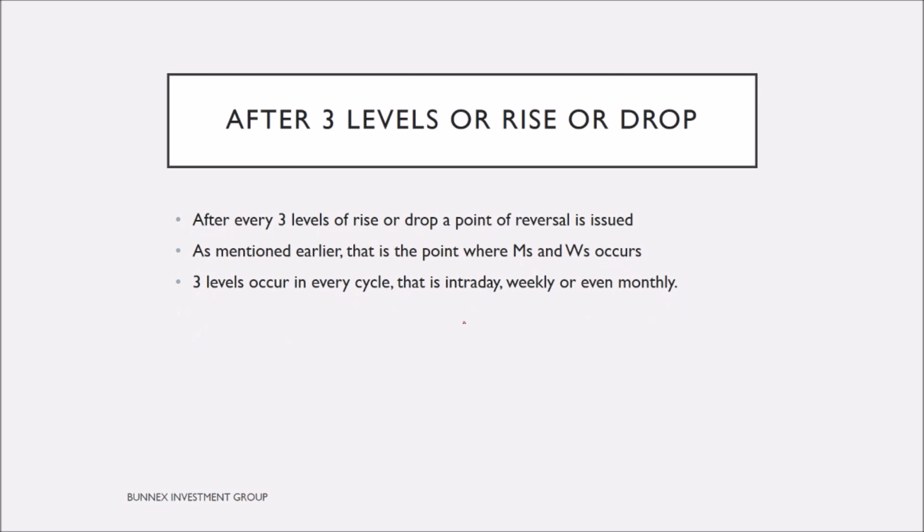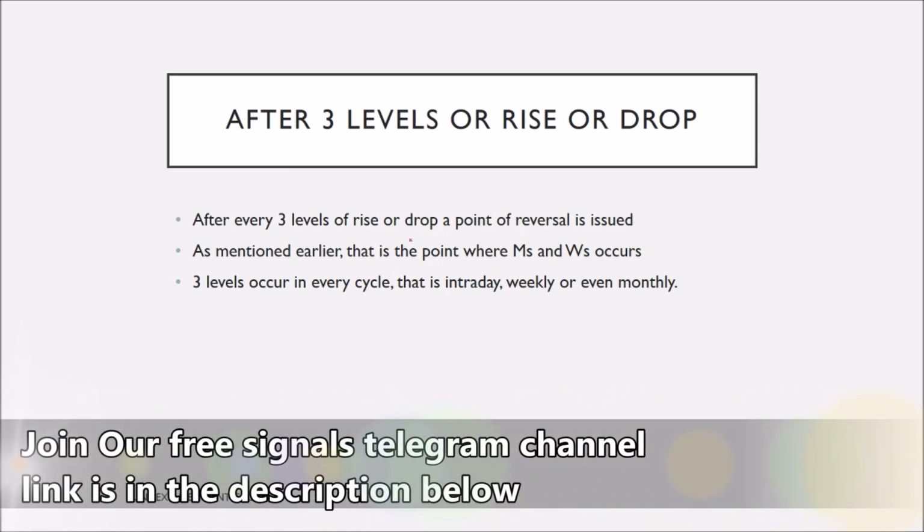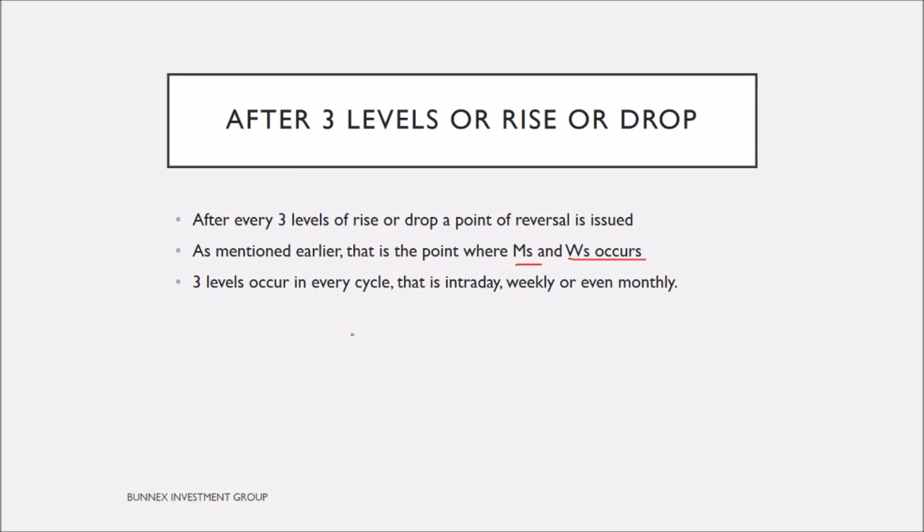The first point of occurrence is after every 3 levels of rise or 3 levels of drop, a point of reversal is issued. As mentioned earlier, that is the point where M's or W's occur. 3 levels occur in every cycle, that is intraday, weekly, or even monthly. To understand this concept further, visit one of our videos that I shared earlier on this channel. But basically, this is what I mean.